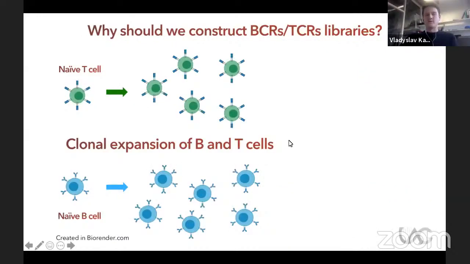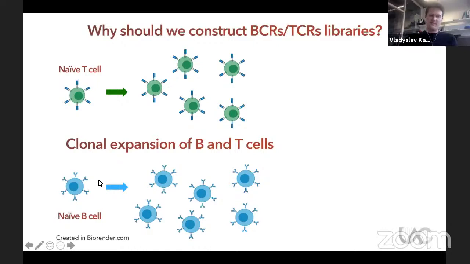So the next question, of course, is why should we construct BCRs and TCRs? Why should you target these molecules on the surface of the T and B cells? So let's take a look at the basic immunology. When a T cell gets activated and recruited into the inflammation and mounts its immune response, it can also be clonally expanded. That means out of one naive T cell, we are getting a lot of T cells that are all clonally related. That means all of these T cells will have the same T cell receptor. This is called clonal expansion of T cells.